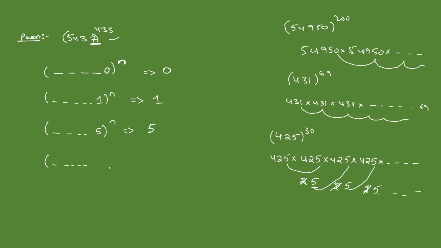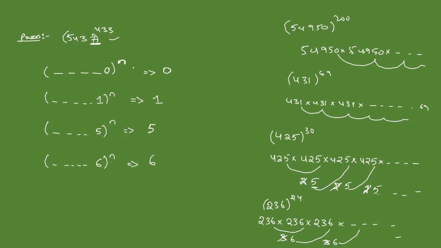Similarly, any number which ends with 6. For example, 236 to the power of 24. That means I need to do 236 into 236 into 236, and so on. 6 6s are 36. I will not bother about 3, I will go with 6. Similarly, 6 6s are 36, I will go with 6. Like this, it will continue. So any number which ends with 6 also will give 6 only.